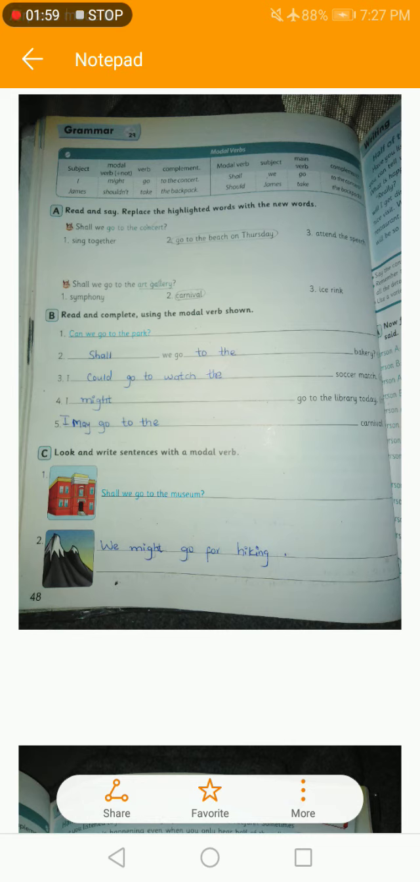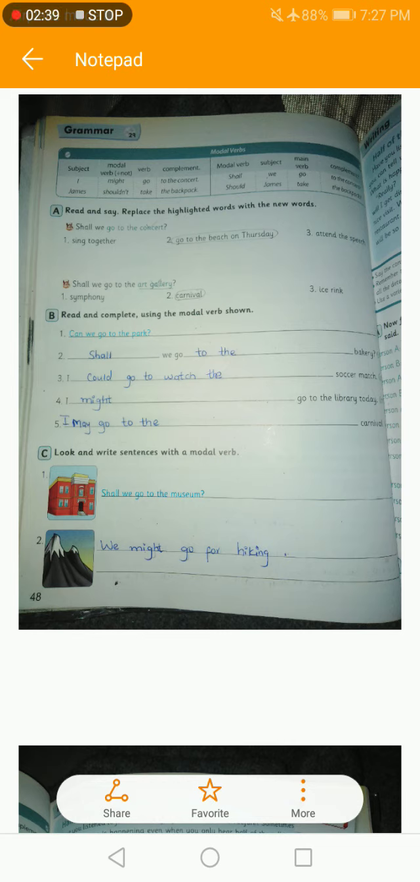In exercise B, we have to read and complete using the modal verb shown. So we have to read the sentences with blanks, and we have to add modal verbs to complete the sentence. The first one is already done for us. Can we go to the park? Next one is dash we go to the bakery. Shall we go to the bakery?